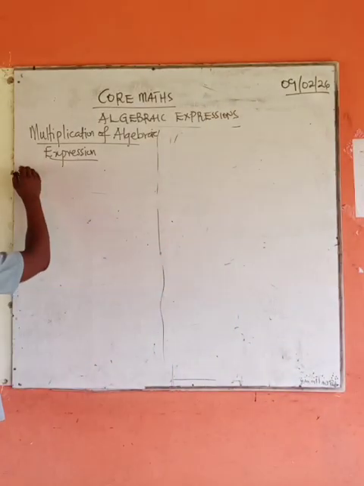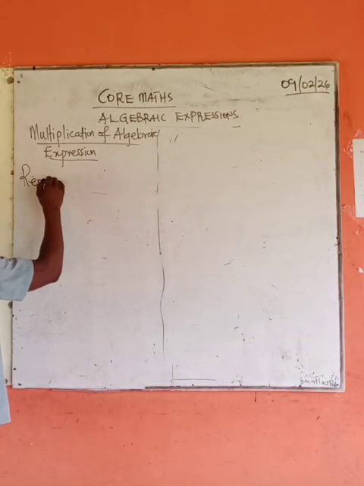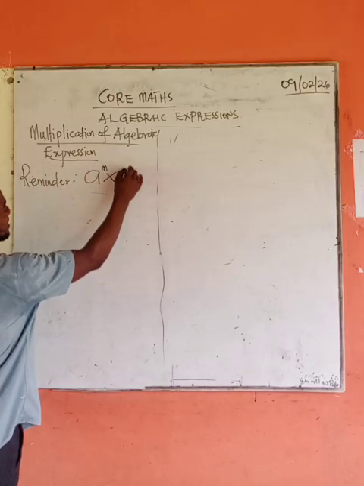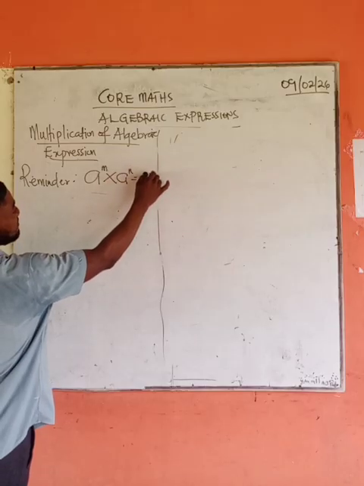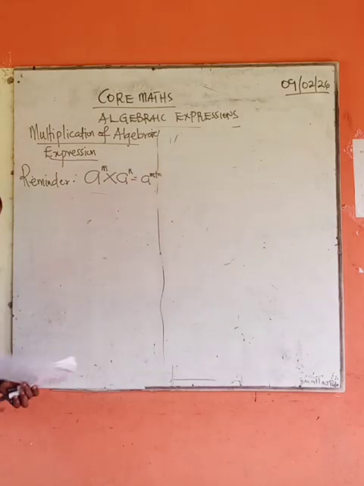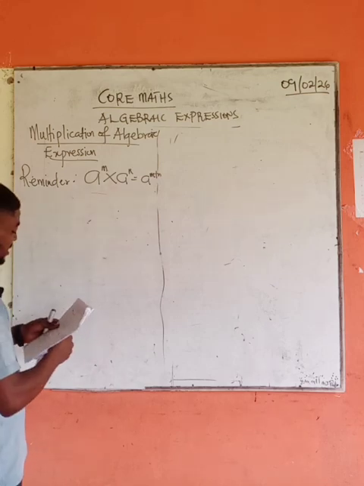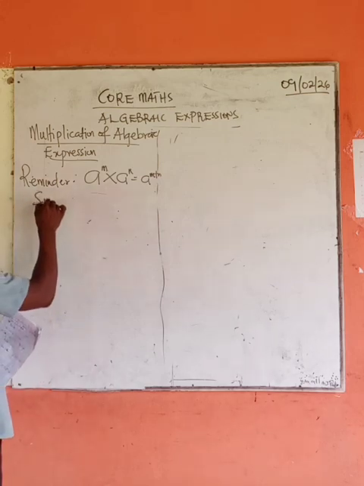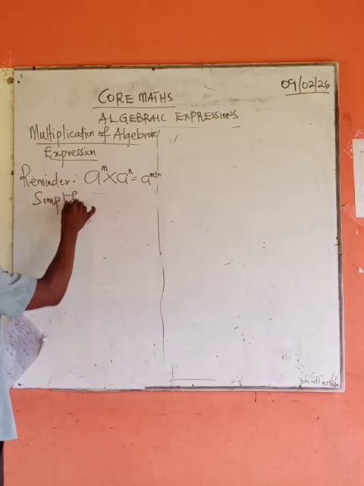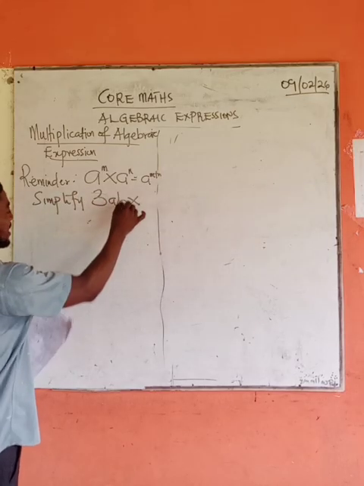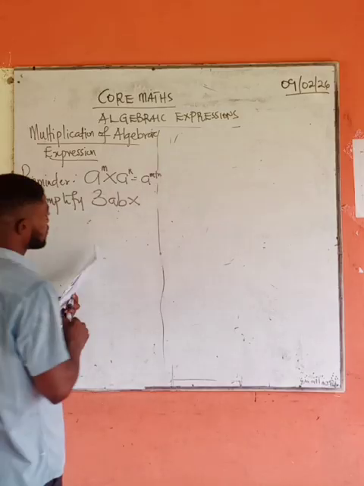So this is the law of indices that you need to remember. This is just a gentle reminder that a exponent m times a exponent n is equal to a exponent m plus n. This is something we should know. Okay, so we have a question which says simplify 3ab by 2a.